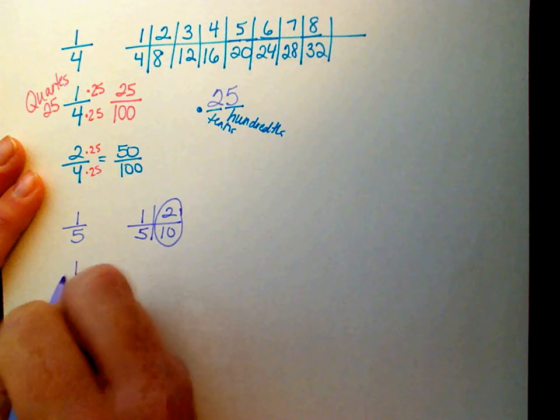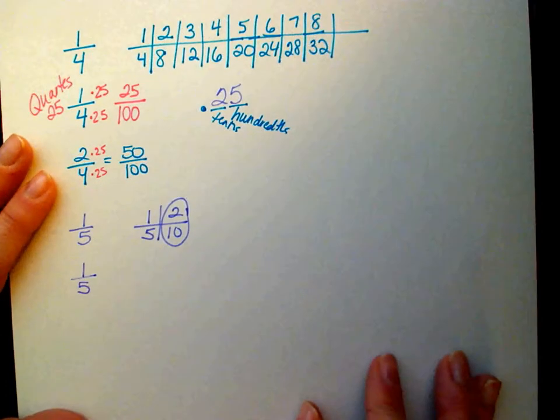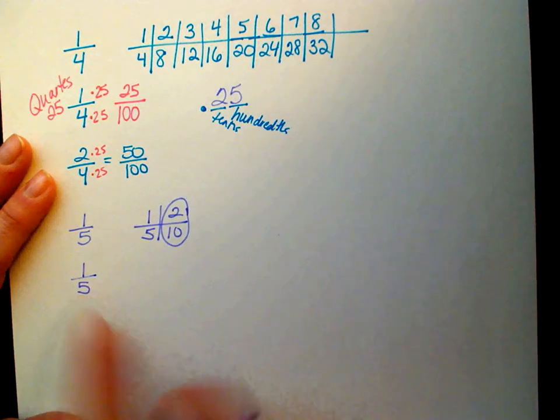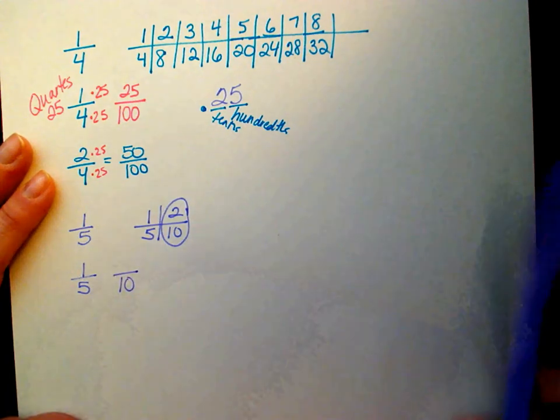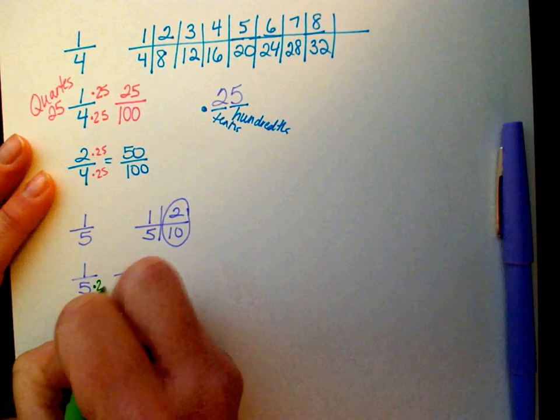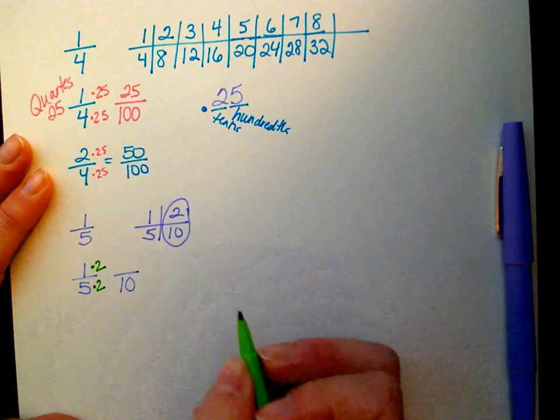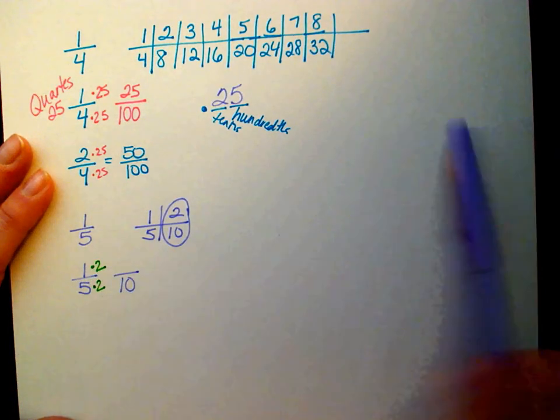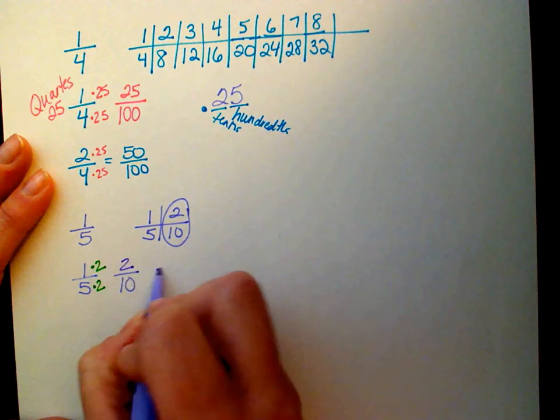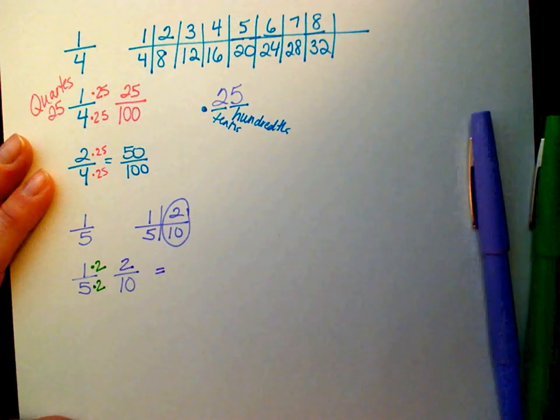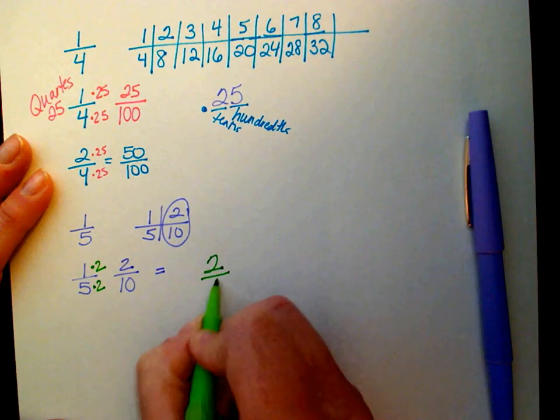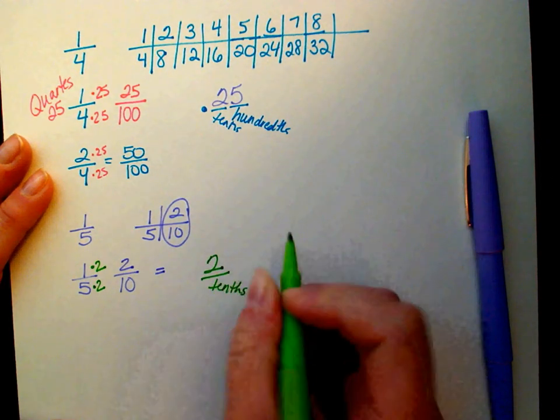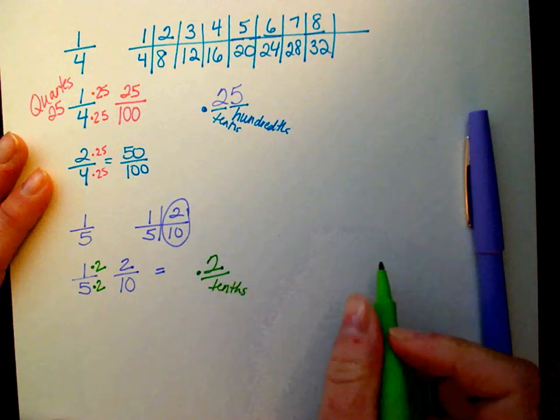But the other way I could do this is start with a fifth. How do I get from 5 to 10? I know it can get to 10. I just multiply by 2, and whatever I do to the bottom, I do to the top, which gives me 2 tenths, and then I write it as a decimal. Well, I know that 2 needs to be in the tenths place, the decimal right in front.